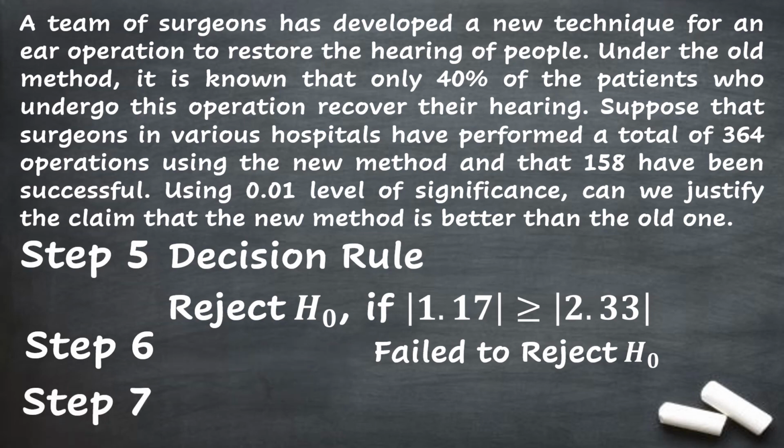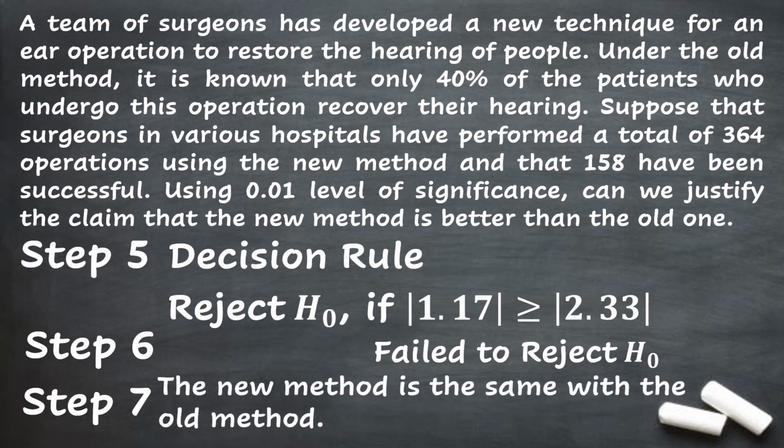Next and last step for this given problem is the conclusion. Since we failed to reject the null hypothesis, the basis for our conclusion is the null hypothesis. Going back to step 1, we have the null hypothesis as the population proportion is equal to 40%, which means that the new method is the same as the old method.